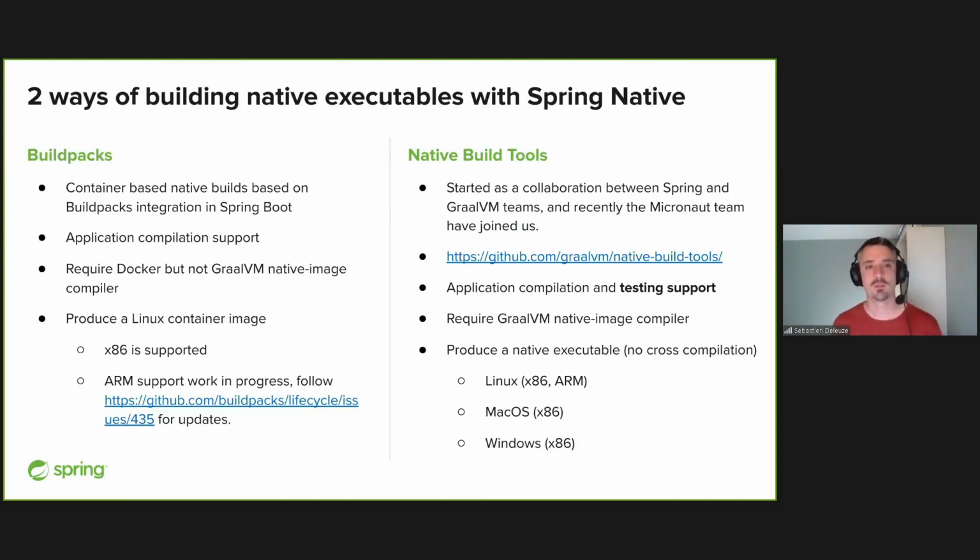There are two main ways of building a native executable with Spring Native. The first one is based on buildpacks. Buildpacks, or Cloud Native Buildpacks, are already supported in Spring Boot. That's how you can build container images with your Spring Boot application and the JVM. And what we have done is that we have added native support to buildpacks in order to create container images that contain a native executable created from your Spring Boot applications. It does not require any GraalVM native image compiler installed locally. Only Docker is required, and the build will happen inside the container and will produce a Linux-based container image.